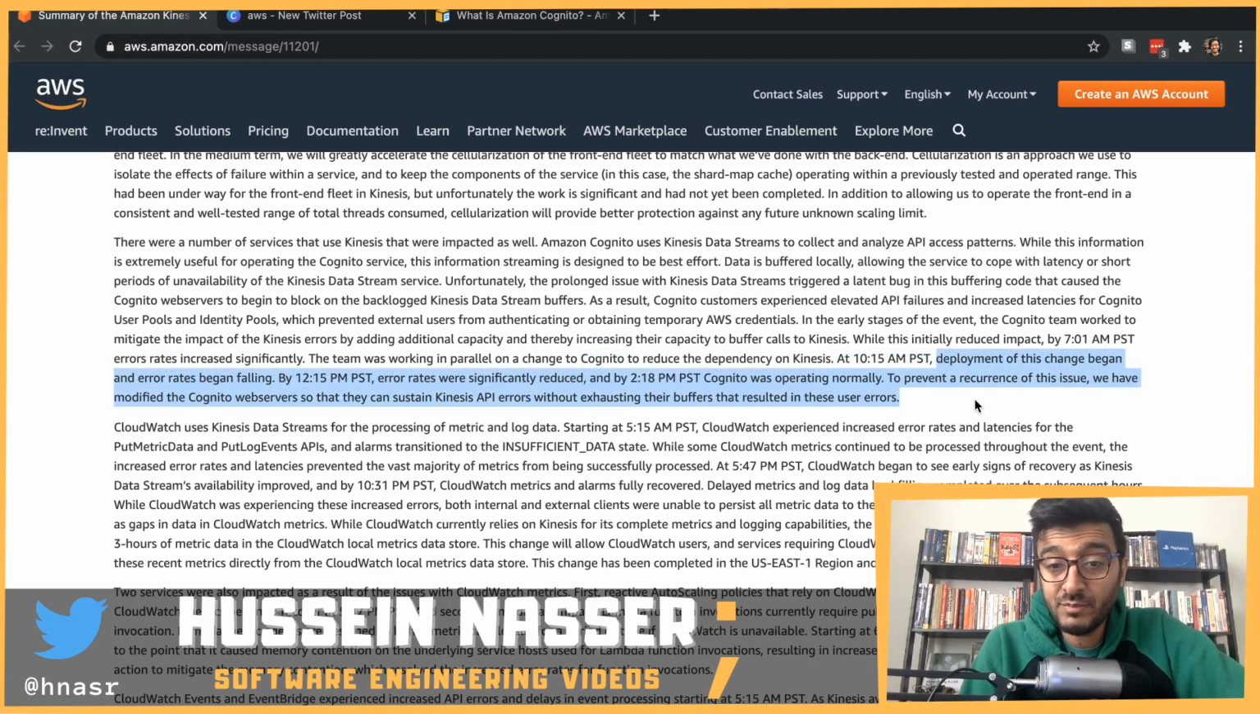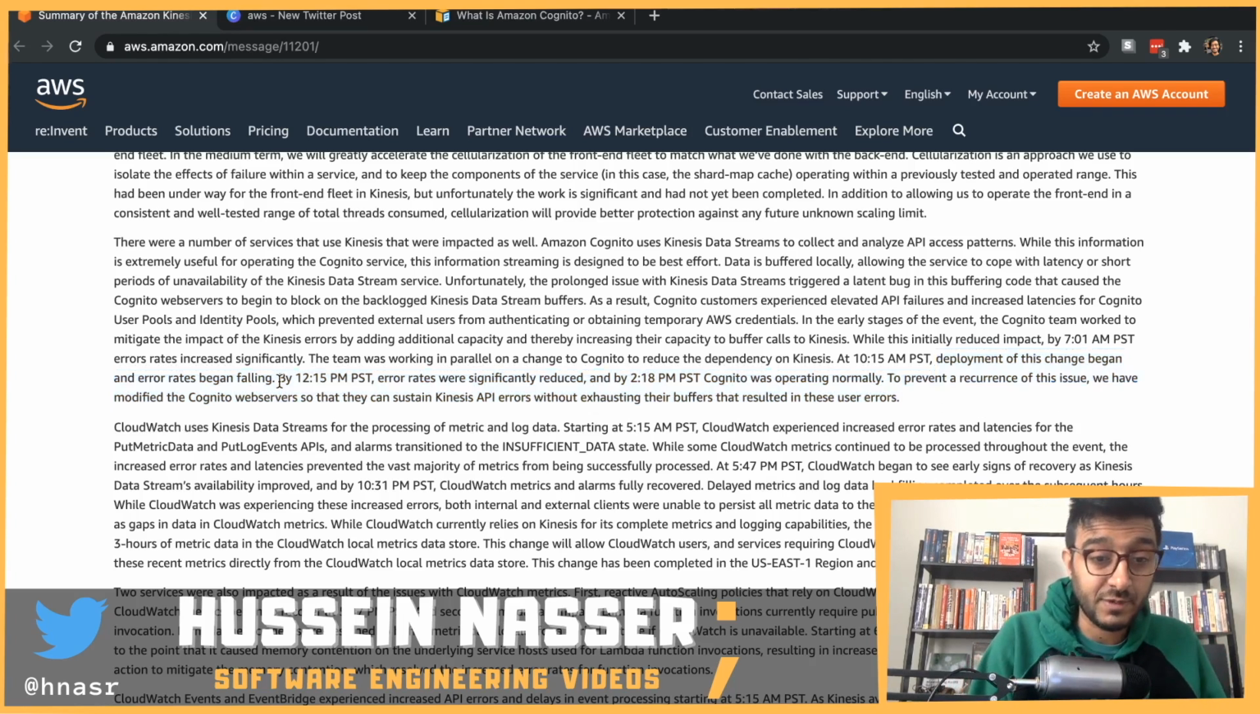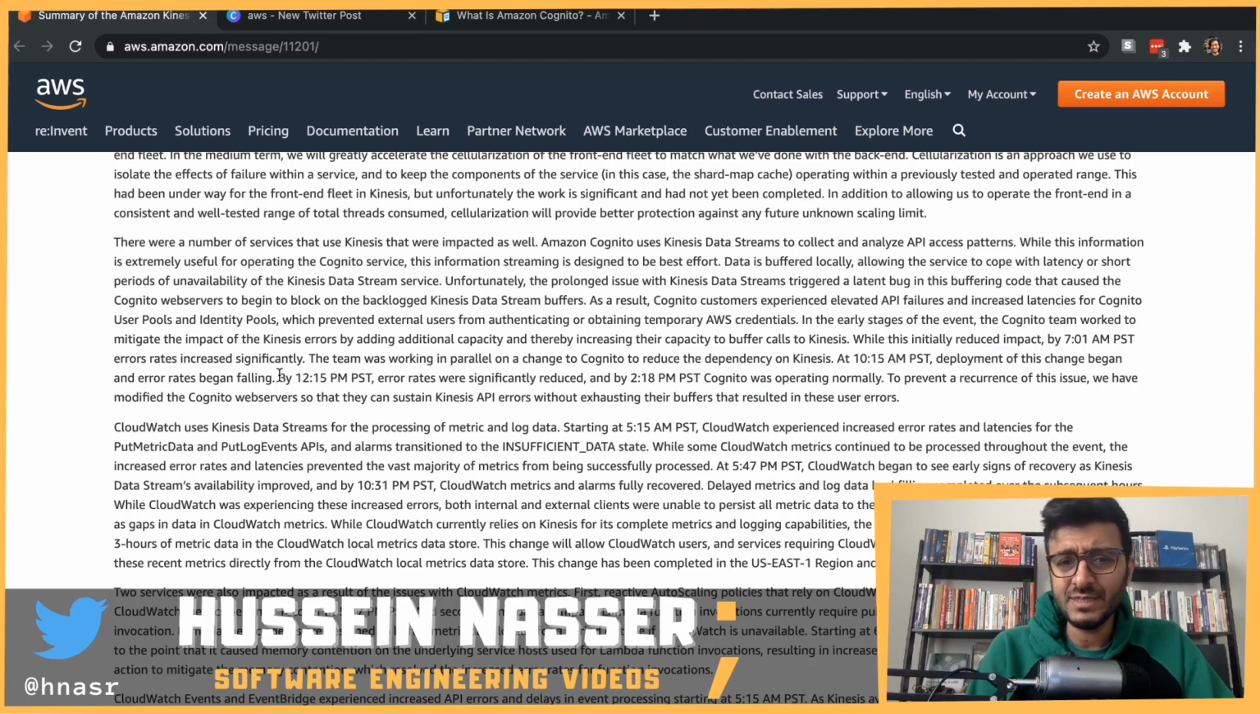At 10 a.m., deployment of this change began and error rate began falling. Okay, wow, guys. Those are badass. They implemented reducing the dependency in a few hours. Some engineers, man. There's some badass engineers. Guys, I want to give a shout out to all the Amazon AWS engineers that worked on this and managed to fix this. You guys are the real heroes, in my opinion. Because that must have been very stressful, right?